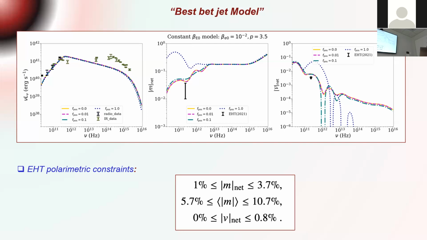We wanted to write for EHT and we just focused on 230 gigahertz, as our friends did a great job of putting this constraint. So now let me go further.